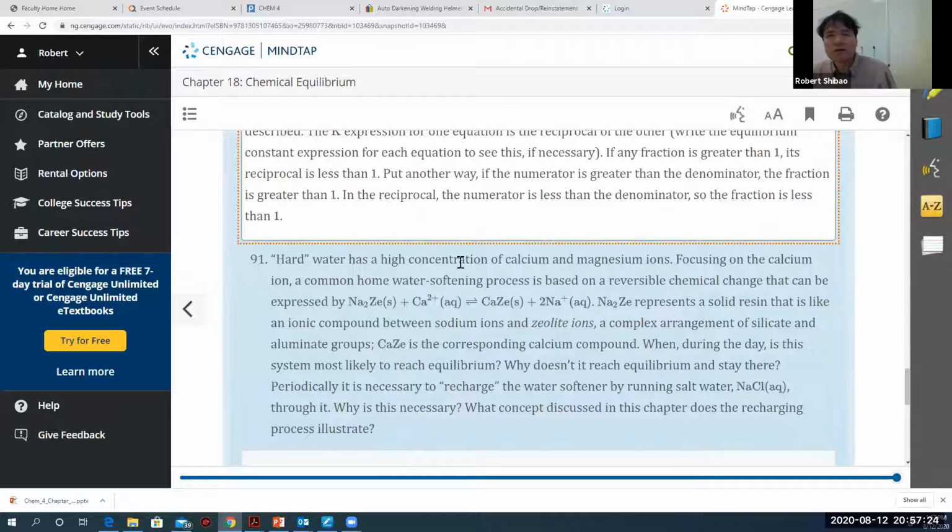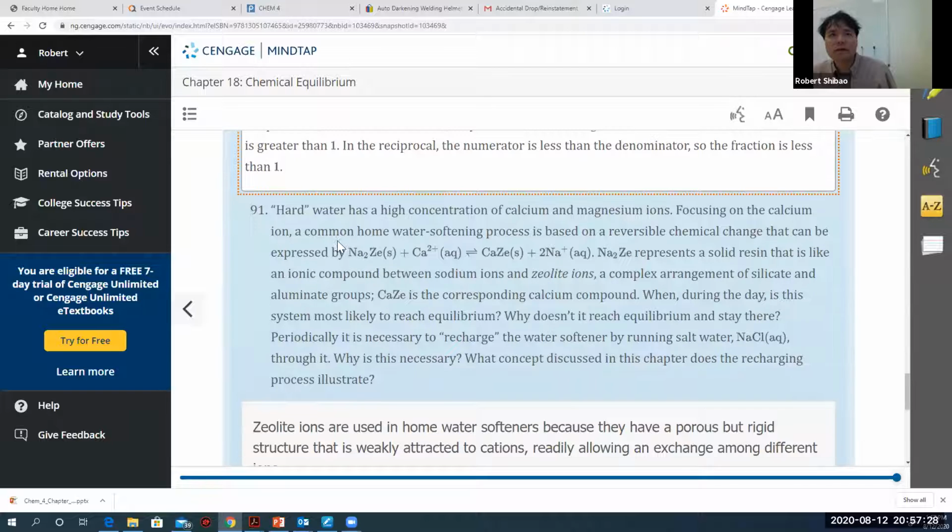Hard water has a high concentration of calcium and magnesium ions. Focusing on the calcium ion, a common home water softening process is based on a reversible chemical change that's expressed by this. ZE. What is ZE? Zeolite. It represents a solid resin that is an ionic compound between sodium ions and zeolite ions.